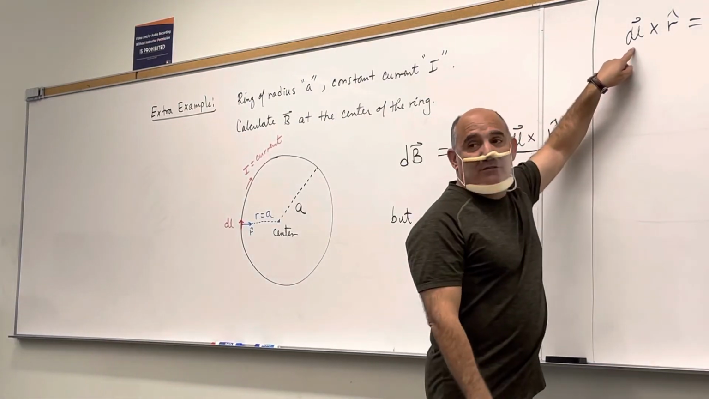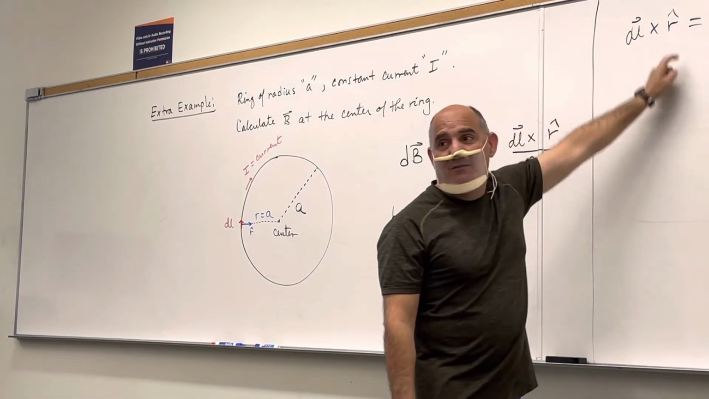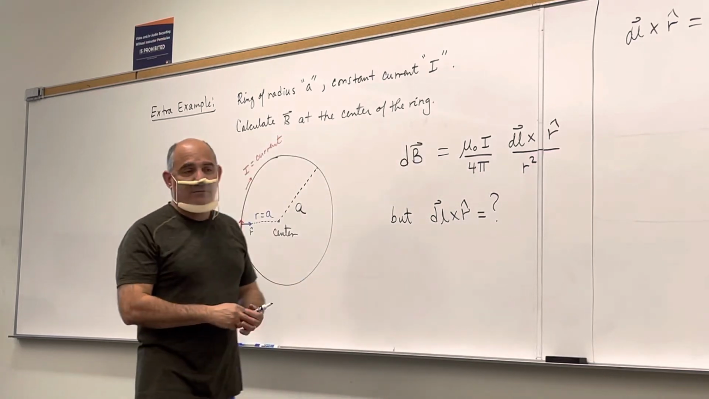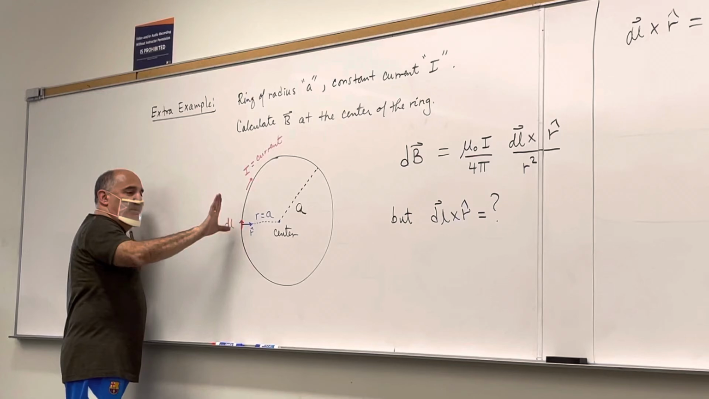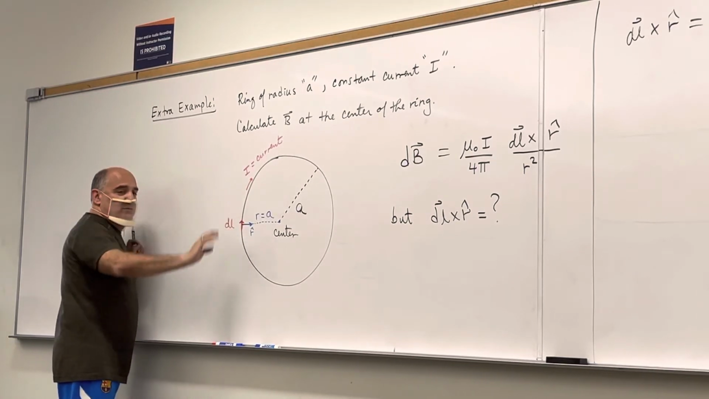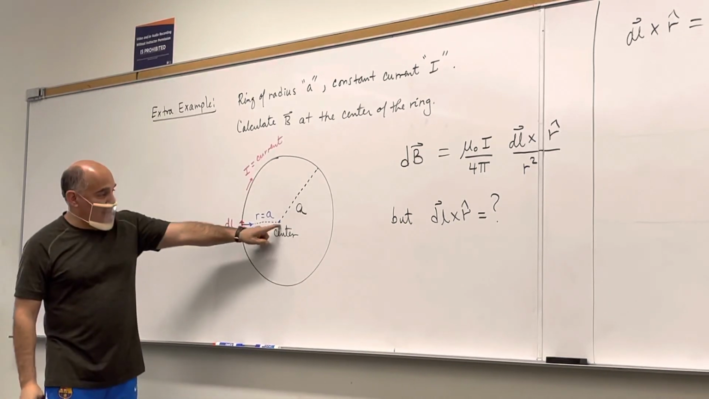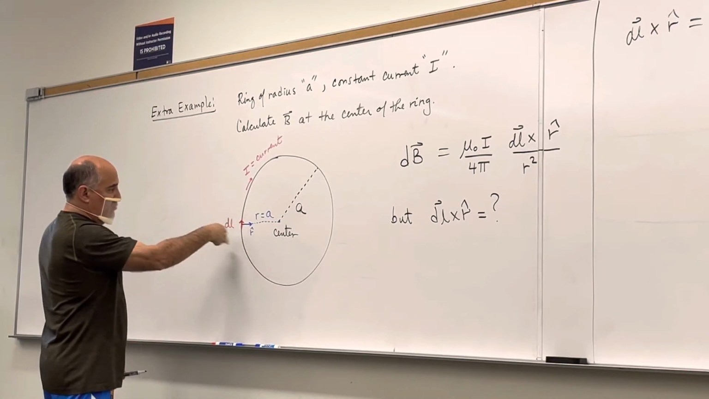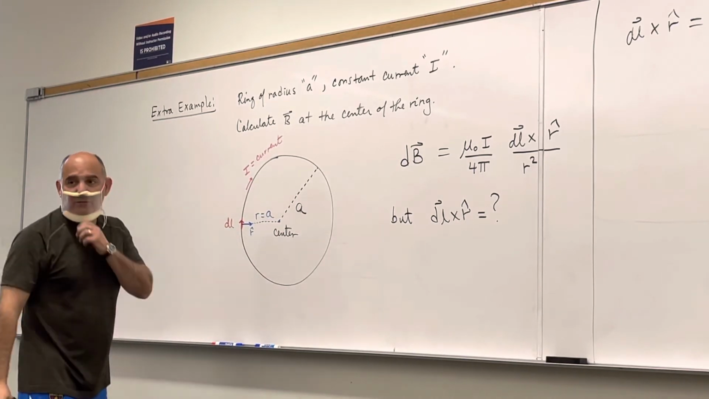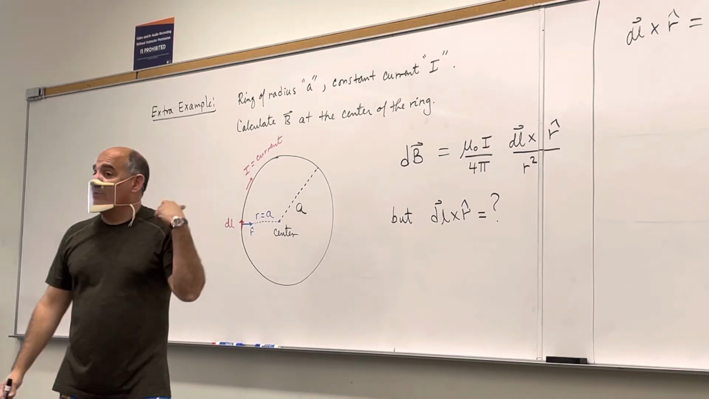Four fingers up, right hand to the right. Palm of the right hand, four fingers up, palm to the right, my thumb goes into the page. So the magnetic field here is into the page. Or just go like the L and then screw would go into the page.